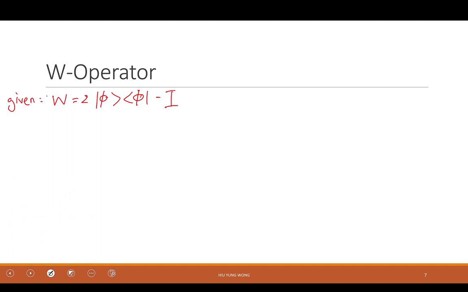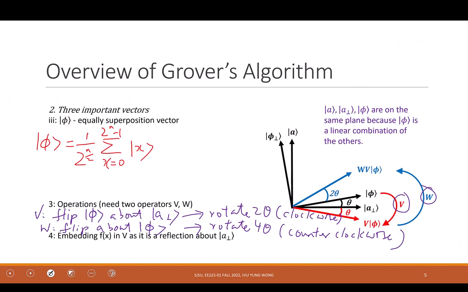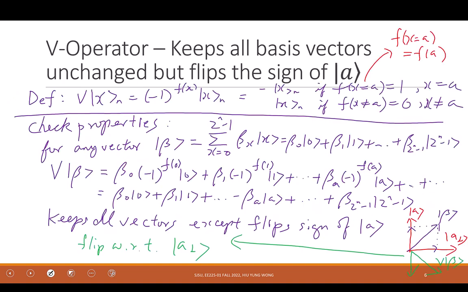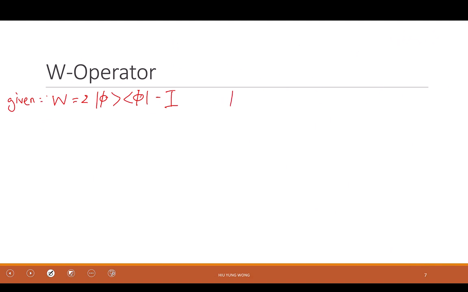What is 2? Just a scalar, a number. What is psi cat? I'm only talking about the cat. I just told you earlier, it is the equal superposition of all the vectors: 1 over 2 to the power n, summation x equal to 0 all the way to 2 to the power n minus 1, of x.